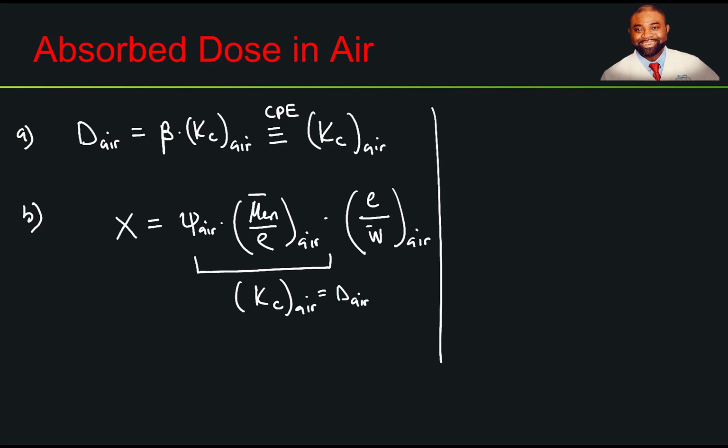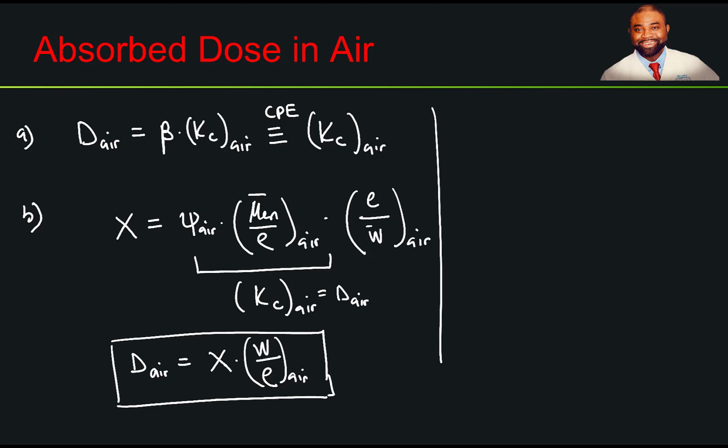So what that means is that the dose in air is equal to the exposure multiplied by the energy expended per unit charge created in air. This gives us the formula to calculate the dose deposited in air.